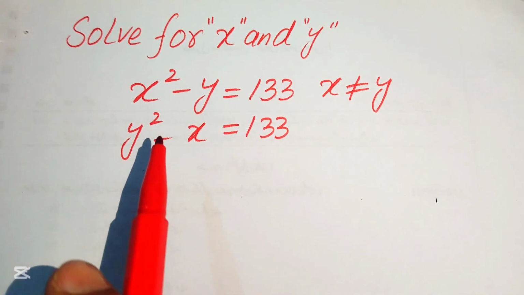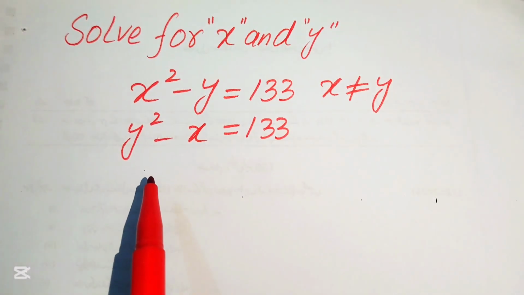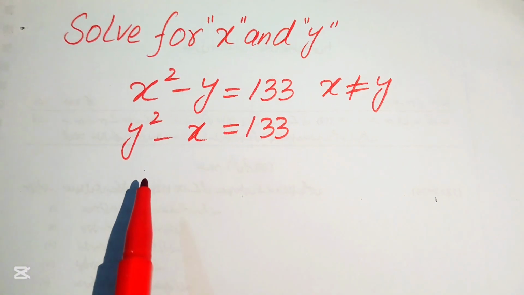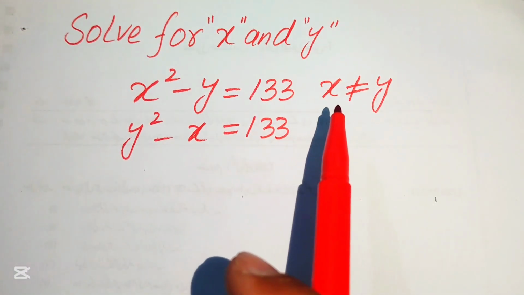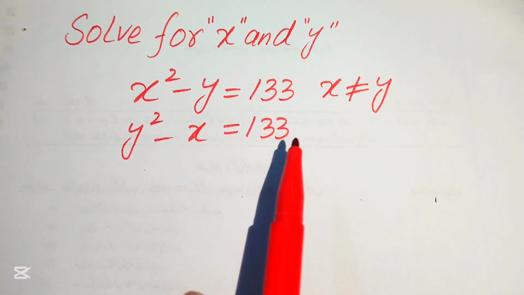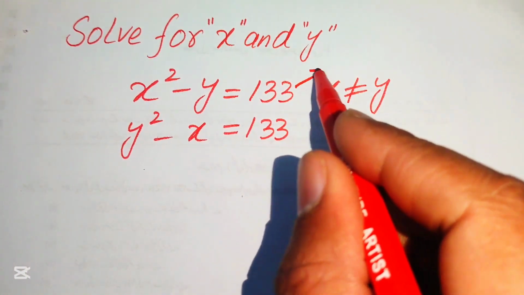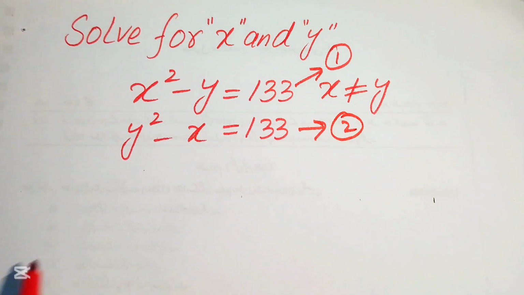So here we have x squared minus y equals 133, and y squared minus x is also equal to 133. We solve this problem for the values of x, but remember one thing: x and y are not equal, they are distinct values. The very first step is to call the first one equation number 1 and the second one equation number 2.